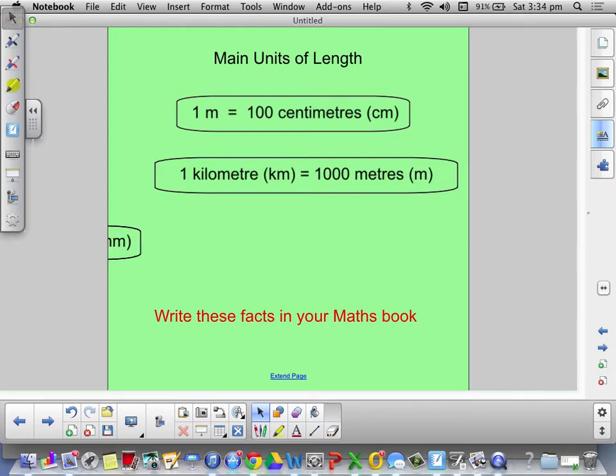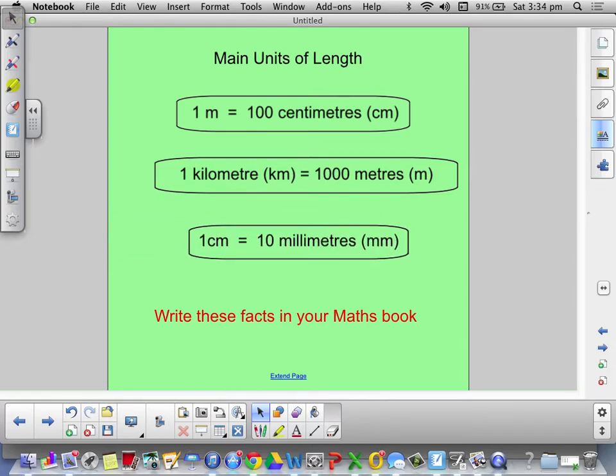All right, let's look at something a little smaller. Okay, when we're looking at just one little tiny centimetre, there are 10 little tiny millimetres that make up 1 centimetre. Okay, now I'm going to give you some time to write these facts down in your maths book, because these 3 facts are going to really be important for you to learn. So spend a moment now writing those down. Just pause me. Okay, have you paused me? I hope you've paused me and you've written those facts down in your maths book and you can show your teacher later.